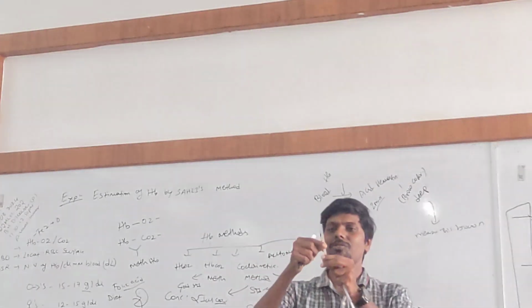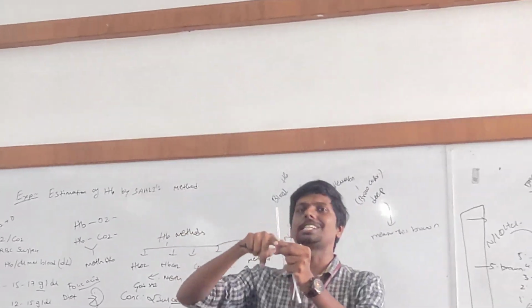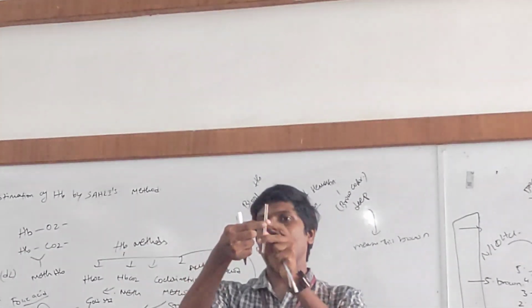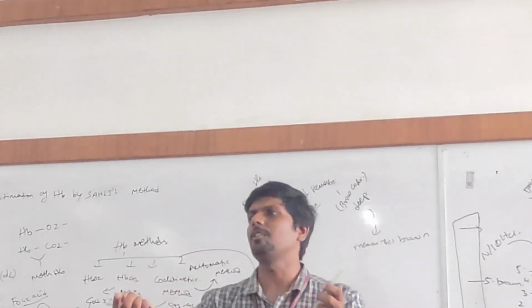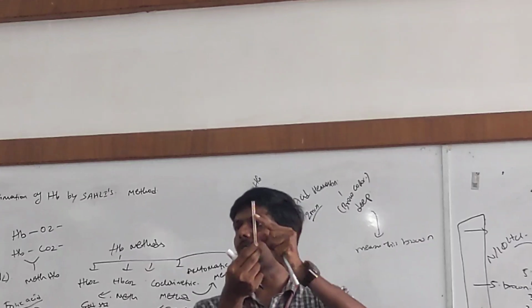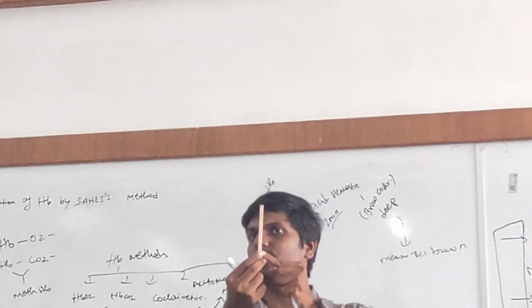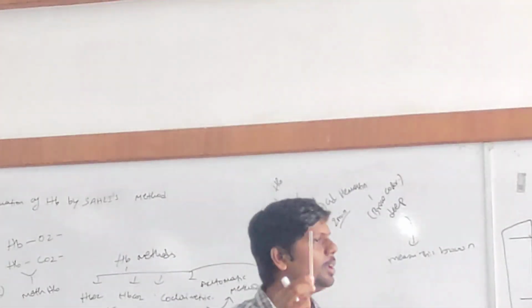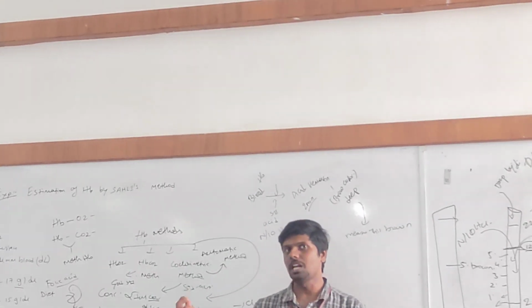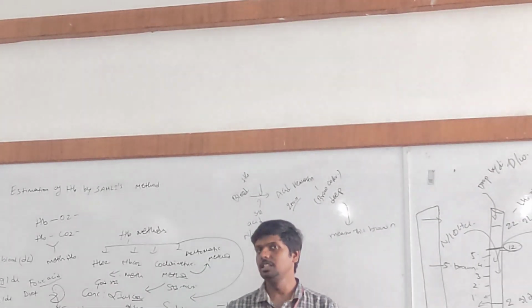Every one of us will achieve that comparator color at various levels of the height of this tube. And that upper meniscus value will be your HB value, because he has already given graduations of HB content on the side of the tube. So this is how we perform HB estimation by Sahli's hemoglobin method. Is it clear?